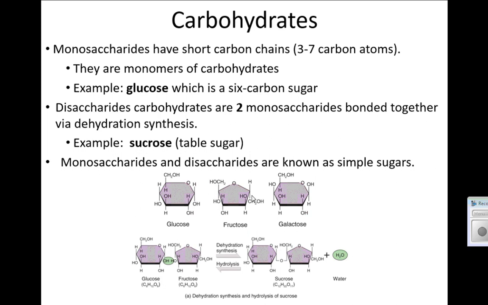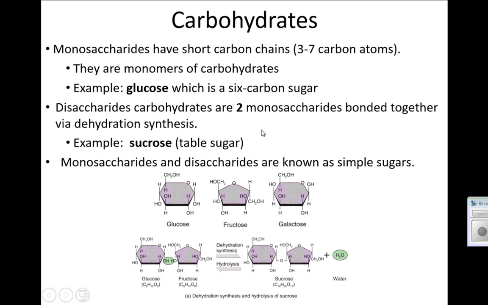Okay. You can take 2 of these and build a disaccharide, like sucrose, which is formed from glucose and fructose bonded together by dehydration synthesis. If we wanted to go back to each of those glucose and fructose molecules, we would perform hydrolysis. Sucrose is best known as table sugar.